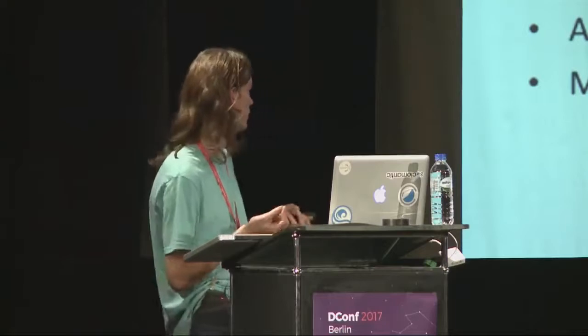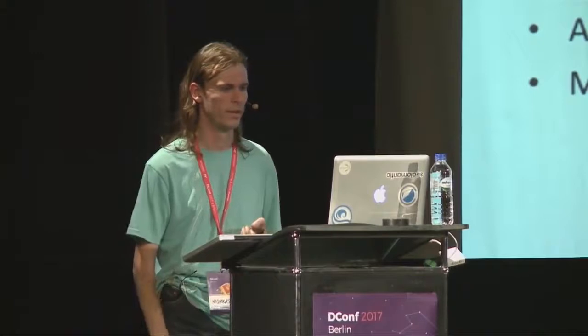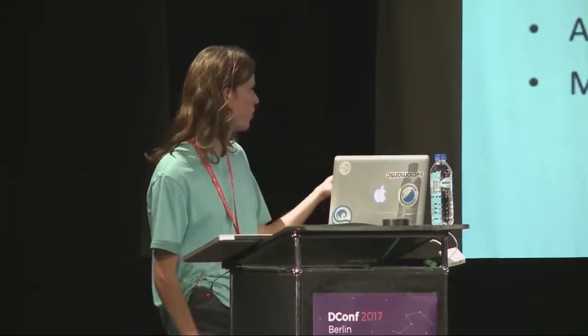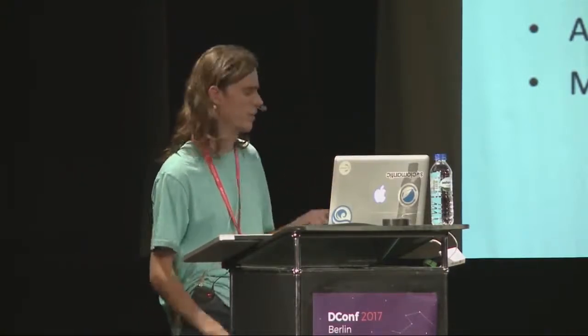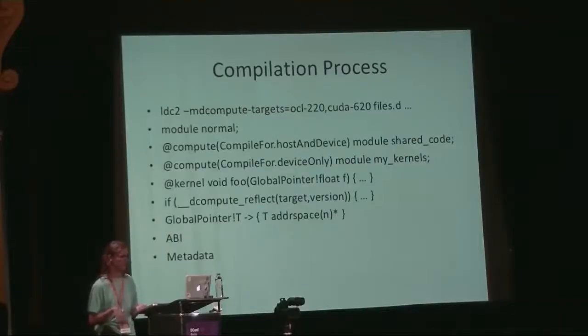So what it looks like when you're doing that is you've got an @kernel, which is in LDC's magic attribute module, which the compiler picks up and generates code for as an entry point, a target entry point for the GPU. And that's the pointer type there. You can see GlobalPointer is a pointer to global memory. There's a bunch of other ones as well.